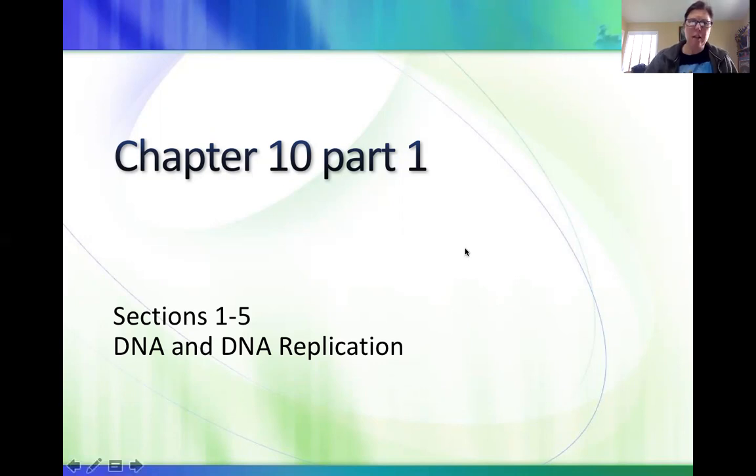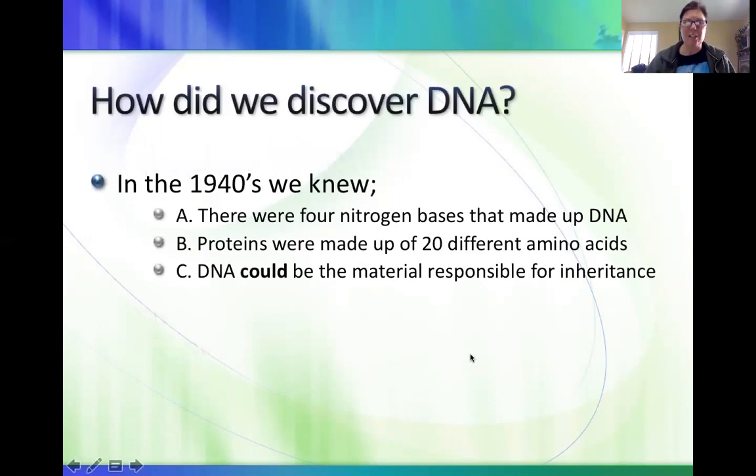So a little bit about the history. How did we discover DNA? In 1940, we knew that there were 4 nitrogenous bases that made up DNA. We knew that proteins were made up of 20 different amino acids and that DNA could possibly be the material responsible for inheritance. There were 2 camps, one for proteins, one for DNA. We're going to go through the experiments that got us to where we are today, which is DNA.